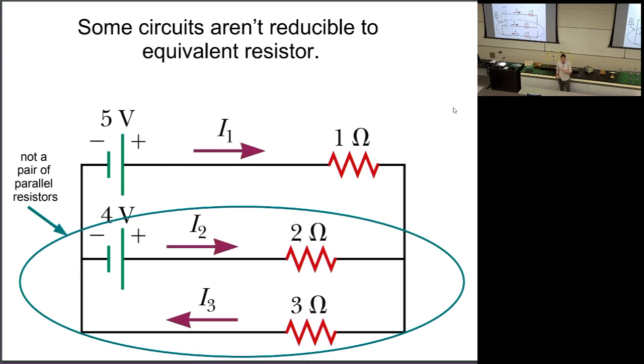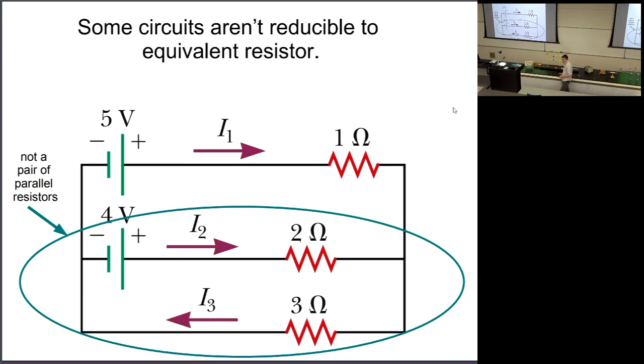On the other hand, this circuit has more than 1 battery. The last circuit had just 1 battery in it. This circuit has 2 batteries in it. So there's a battery upstairs here in the top arm, and there's a battery downstairs here in the bottom arm.